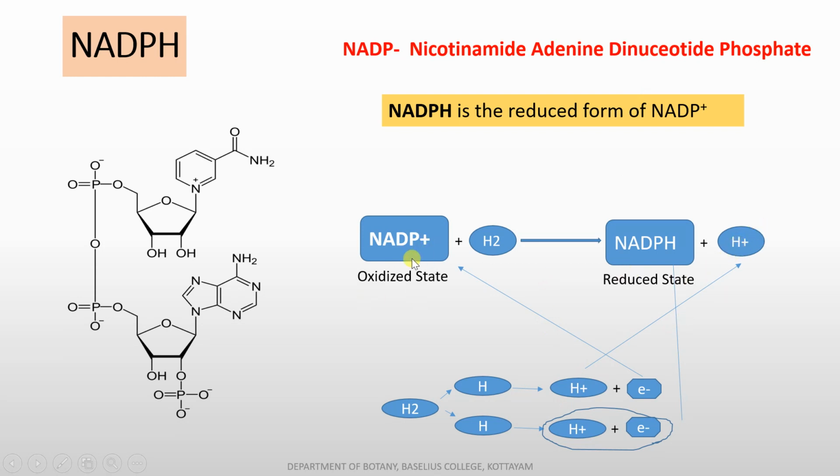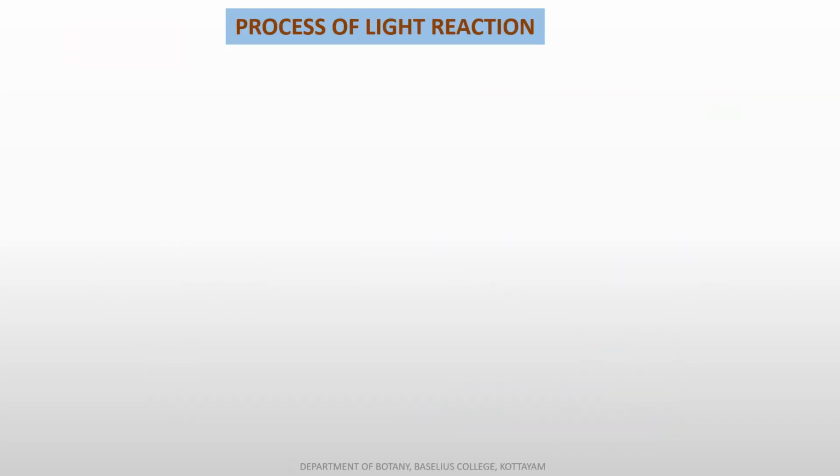So we should represent the oxidized state as NADP plus, and when hydrogen is added, reduction takes place and the reduced state must be represented as NADPH plus H plus. So this is the correct representation of the reduced condition of NADP plus. So you should write NADPH plus H plus. I hope you all understood. So we are moving on to the process of light reaction.